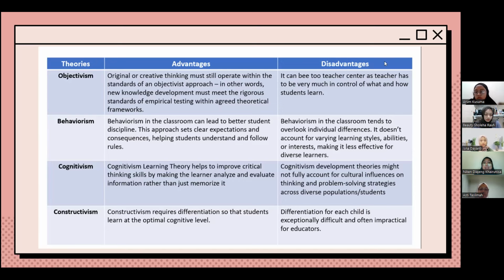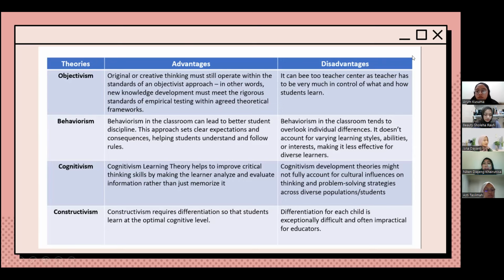And the next, the advantages of cognitivism. Cognitivism learning theory helps to improve critical thinking skills by making the learner analyze and evaluate information rather than just memorize it. However, cognitivism also has disadvantages, such as it might not fully account for cultural influences on thinking and problem-solving strategies across diverse populations or diverse students.